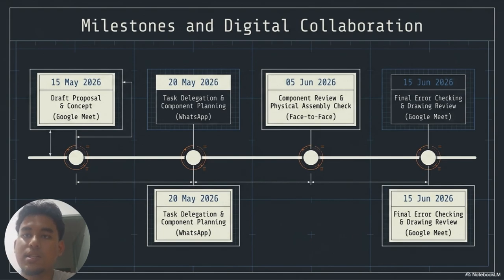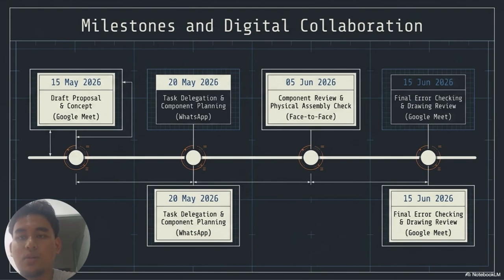Today I will talk about milestone and digital collaboration. As you can see, this slide shows the project timeline and the collaboration process among the team members throughout the project. The first milestone was on 15 May 2026, where we conducted an online meeting through Google Meet to discuss the project proposal and develop the initial concept design.